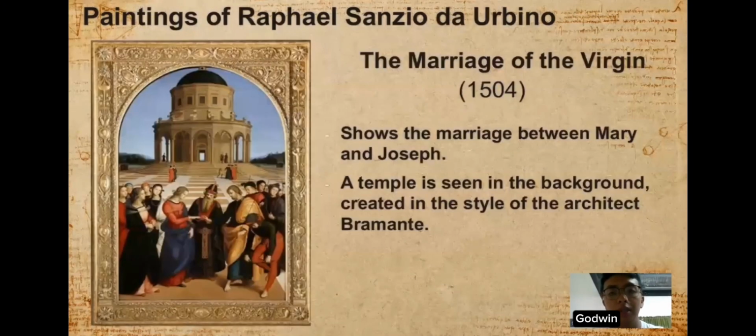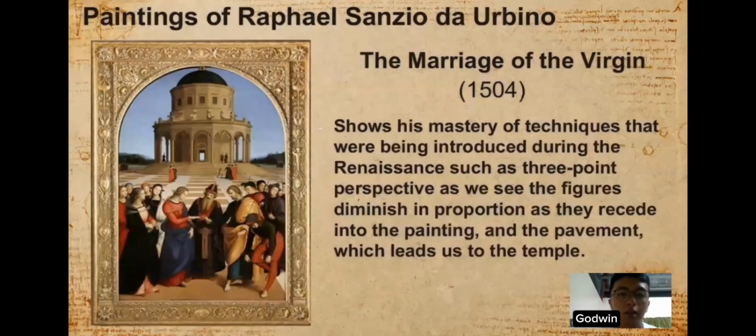The Marriage of the Virgin, created by Raphael in 1504, has a more religious theme because, as you can see here, it depicts the marriage between Mary and Joseph. A temple is also seen in the background, created in the style of the architect Bramante. This painting also shows the mastery of Raphael of many techniques that were being introduced during the Renaissance, such as the three-point perspective.